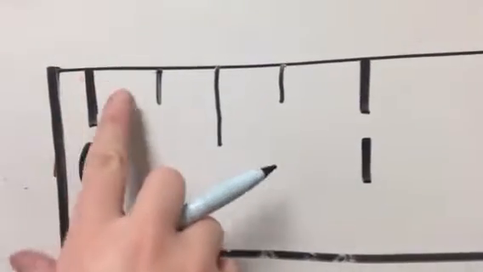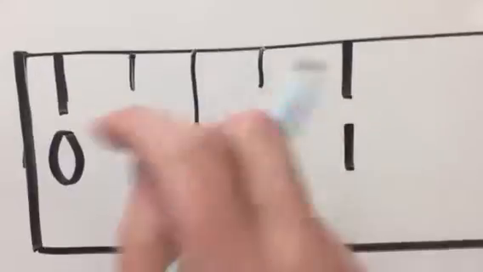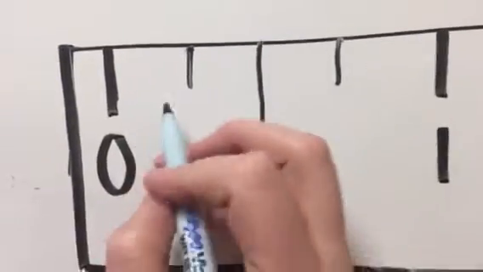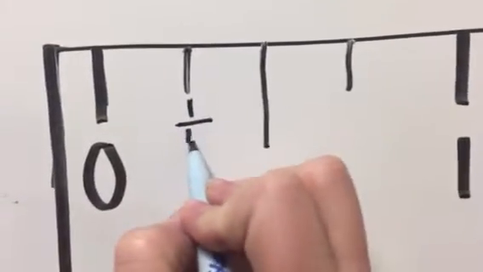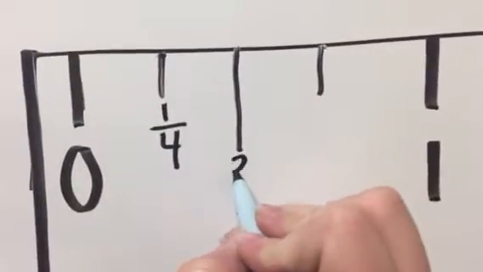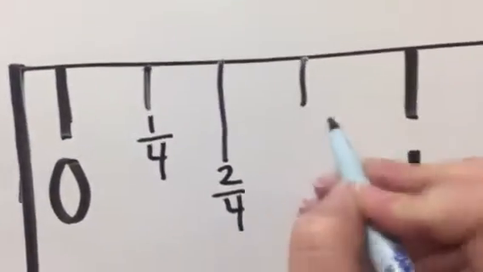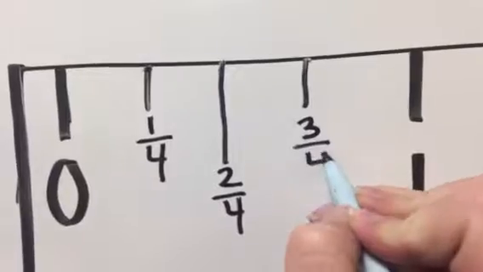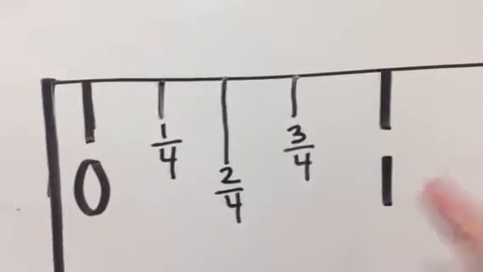Okay, so since I have 4 spaces, 1, 2, 3, 4, I can call this 0 fourths. I can call this 1 fourth. I can call this 2 fourths. I can call this 3 fourths. And this is my 4 fourths, which is 1 whole.